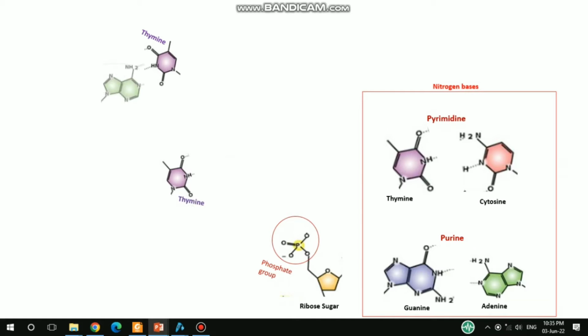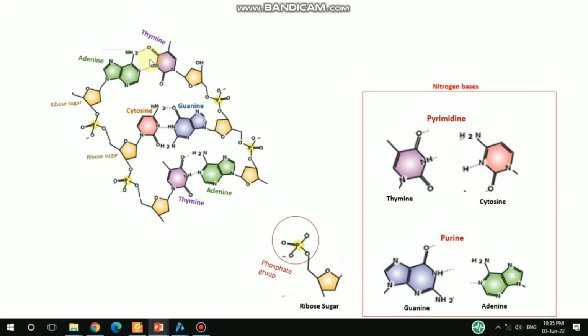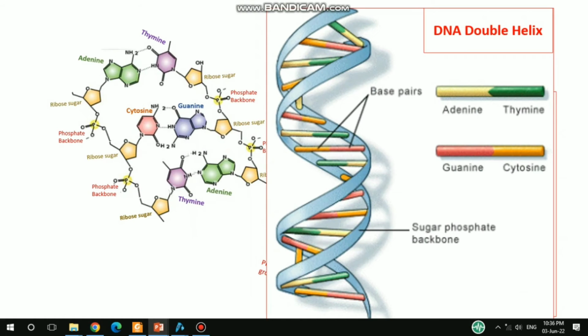So let's look at how these bases pair with each other. You see here adenine and thymine are paired with two hydrogen bonds, and cytosine and guanine are paired with 3 hydrogen bonds, and the backbones are composed of ribose sugar along with the phosphate group on both sides. If you look very carefully, you can understand that this backbone is for the sugar and phosphate, and in between are the bases paired with hydrogen bonds, 3 and 2 hydrogen bonds.